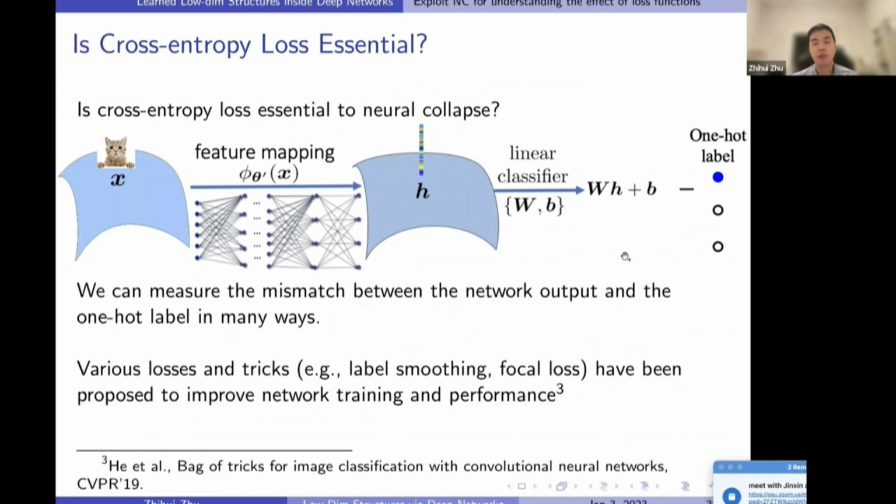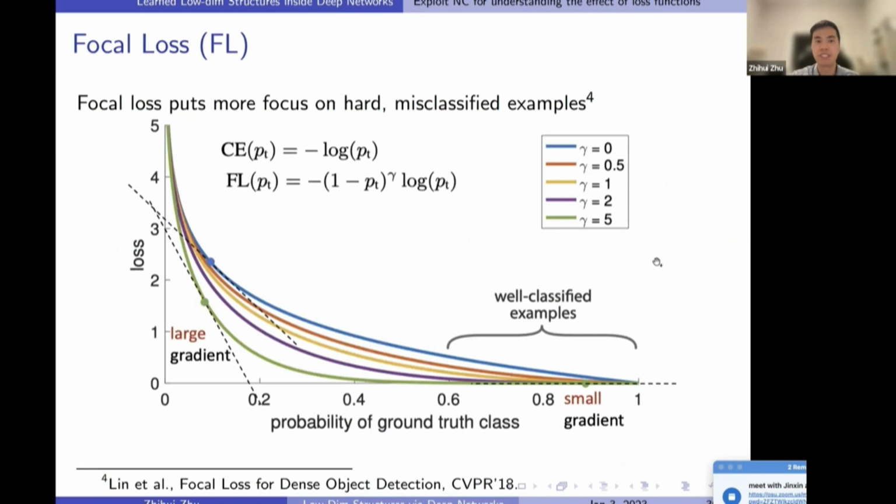So far, we have talked about the networks learned based on the cross-entropy loss. So is this essential to neural collapse? Or in other words, what if we use different loss functions to compare the network output and the one-hot labels? Indeed, there are various losses and tricks that have been proposed in the literature to improve network training and performance, and we will give several examples of them.